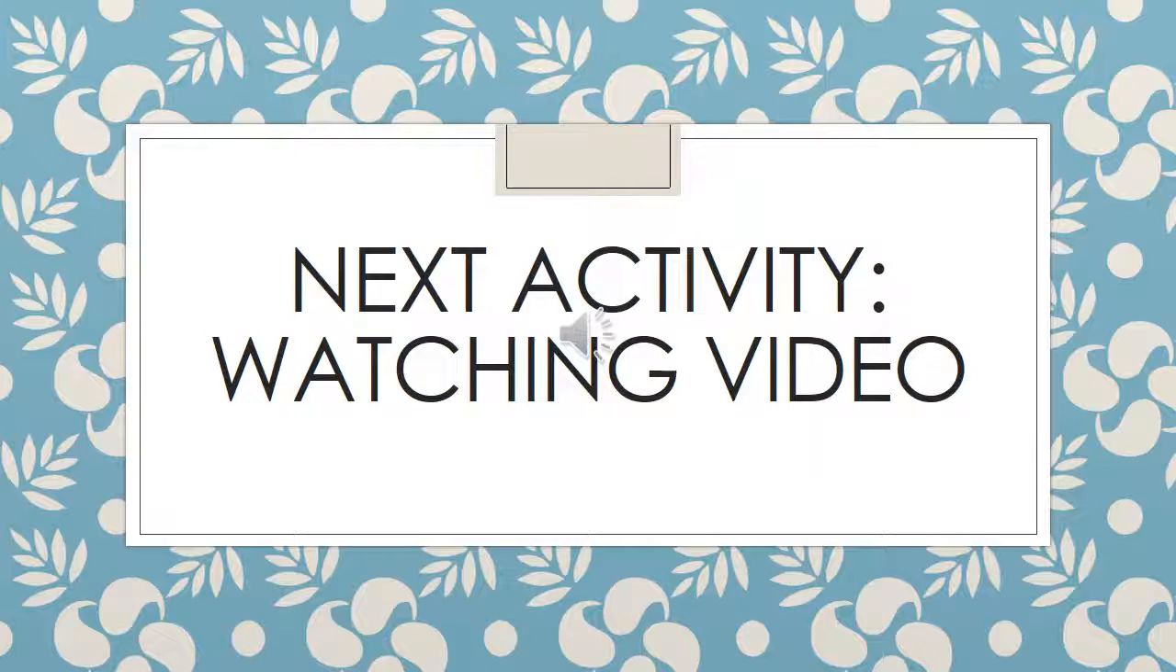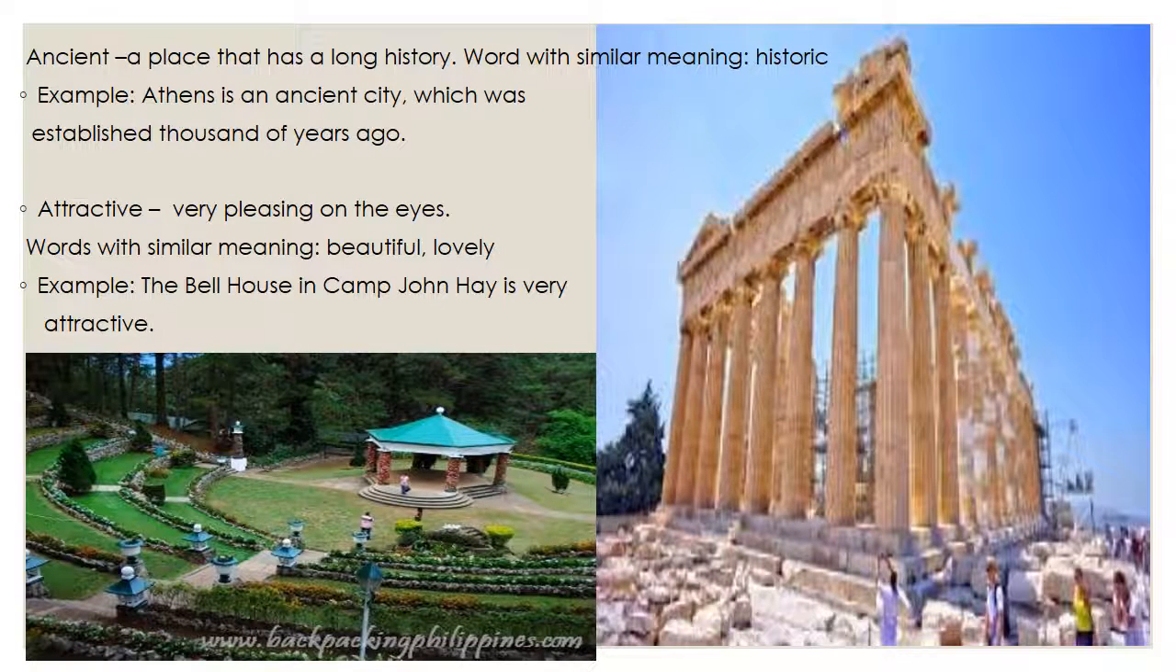For the next activity, we will be watching a video about describing places. Review the descriptive words mentioned in the video. Let's have the first word. Ancient. This is a place that has a long history. A word with similar meaning is historic. For example, Athens is an ancient city, which was established thousands of years ago.